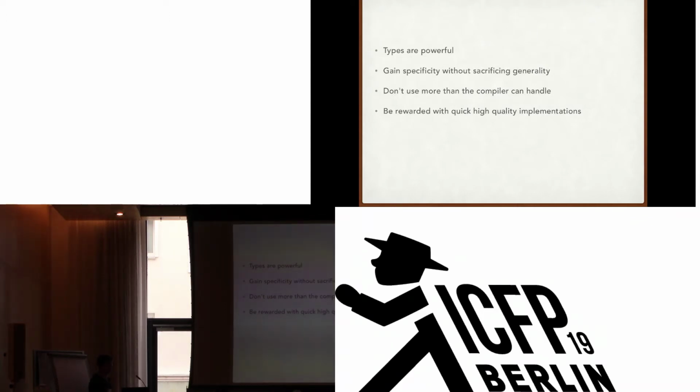So conclusion time. Types are clearly powerful and they can do a lot, and really what I've been showing here is how you can gain specificity, which compilers love, without sacrificing generality, which is something that we as programmers enjoy because it means we have to write less code. Just don't do more than the compiler can handle or your own brain can handle, really, because it just starts to get difficult. But if you find the balance, then you can be rewarded with these quite quick to implement things that are also pretty high quality and are pretty robust because types give you that kind of safety.